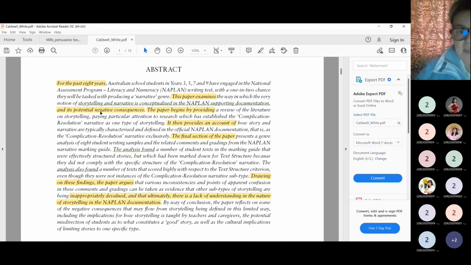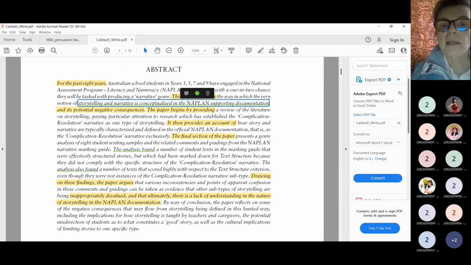And notice that they didn't commit themselves to say what consequences. So basically, what they are saying, I will now translate it: we as linguists think that there might be problems in which Naplan looks at the concept of storytelling and narrative. We as linguists think. And it may matter to you as pedagogues or as people who assess students' writing. But we don't know, right? So the paper is really written from the perspective of linguistics. It's not written from the perspective of pedagogy.